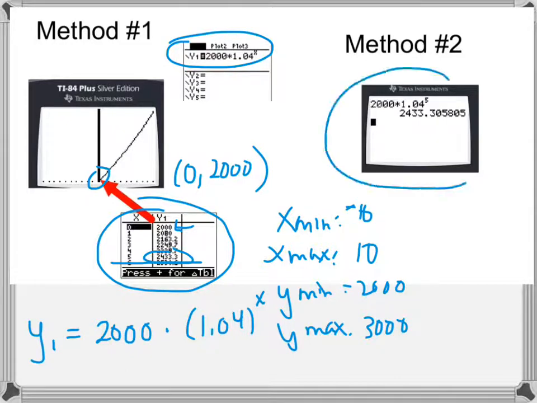Method number 2 is calculating it on your home screen, just going to second quit out of your graph menu and calculating for just the value of 5. The table method, method number 1, is good if you want to calculate the values in between year 0 and year 5. But if you want to just calculate to answer the question, how much would you have after year 5, you can use your home screen to do that.